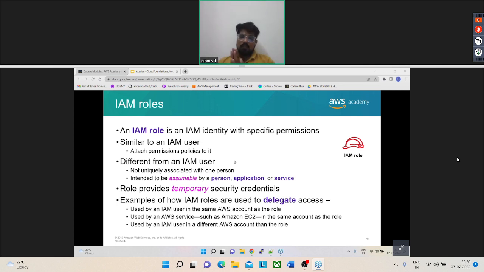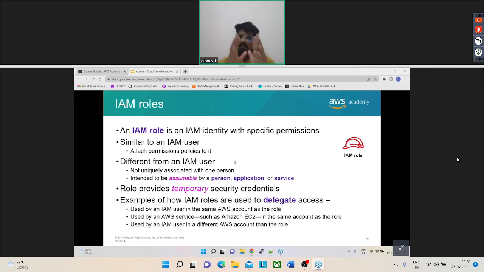First of all, it is not uniquely associated with one person. You can reuse these roles. Suppose I created one role, I can attach it to multiple people. An IAM user is a unique identity, but roles are temporary and can be added to multiple users. Suppose I want to add the same IAM role which I created to Sonia, I can also add it to Nitin, because roles are not uniquely associated. But IAM users are unique identities. Nitin is a single IAM user. Sonia is another IAM user, and she is a unique identity.